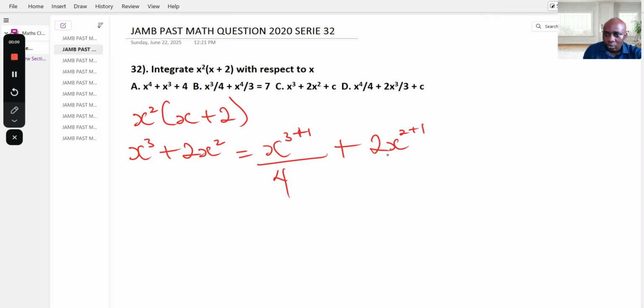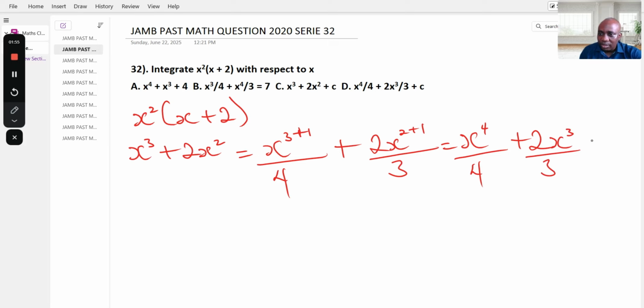2 plus 1 is going to give me 3. Divide it by 3. What is the final answer? It is going to give me x raised power 4 over 4 plus 2 x raised power 3 over 3. You now say plus c. That c means constant.